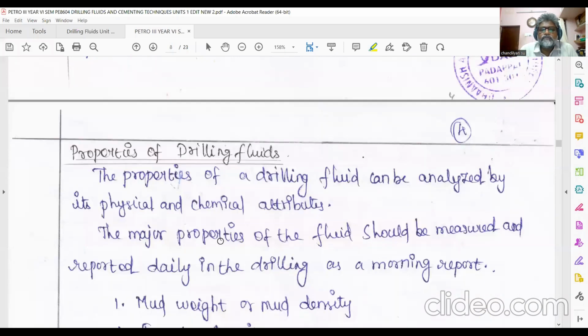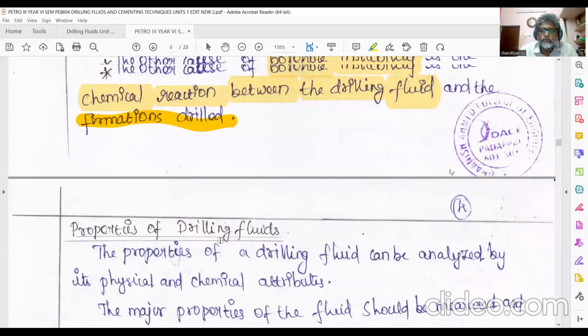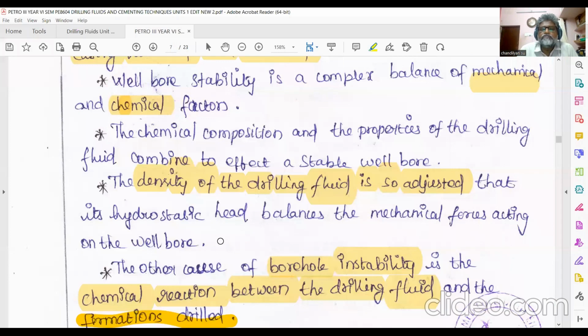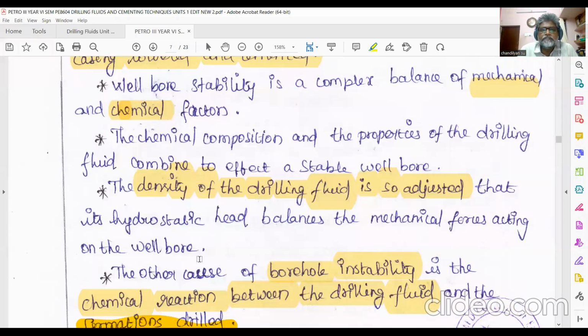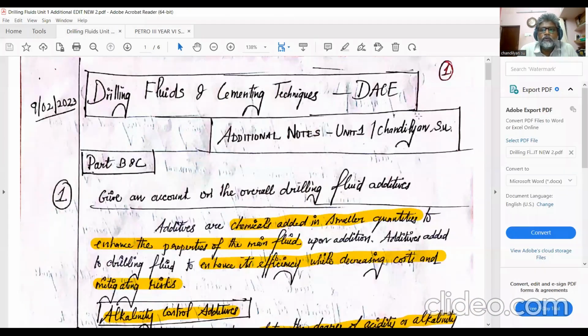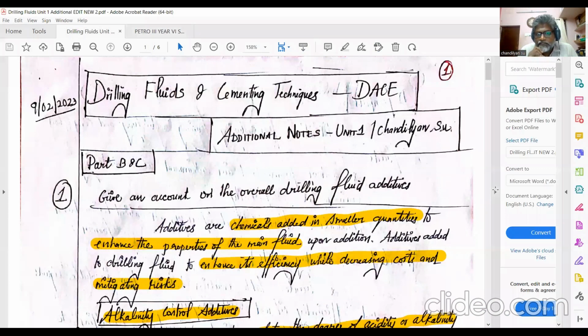The properties of drilling fluids have already been covered for you. So this suffices with respect to the handout which is already given to you. And now we are moving on to the newly added material or additional notes.